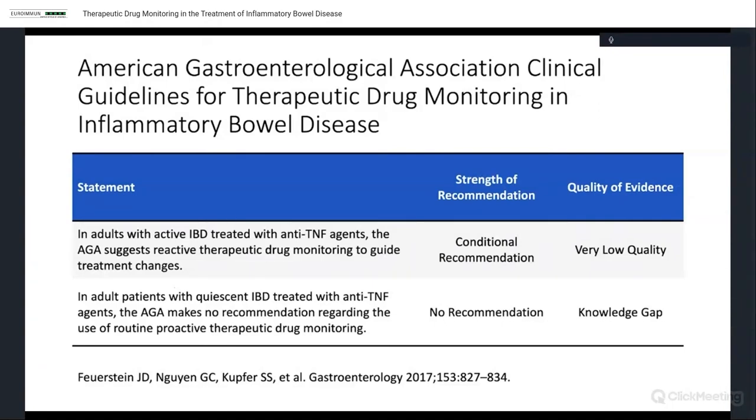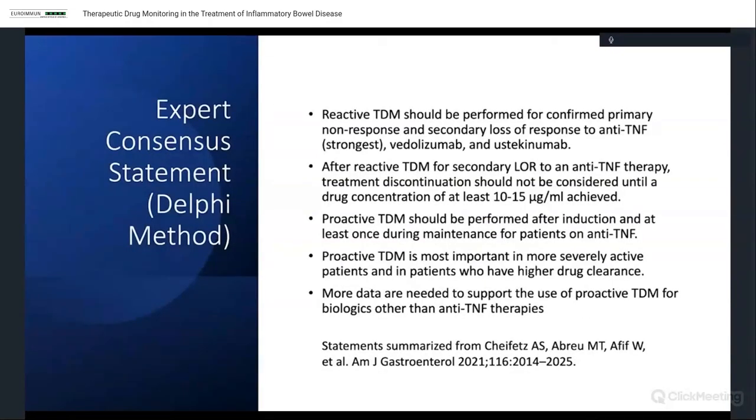With regard to proactive TDM, they state that in adult patients with quiescent IBD treated with anti-TNF agents, the AGA makes no recommendation regarding the use of routine proactive therapeutic drug monitoring. And they felt there was a knowledge gap in this area. So this is not terribly helpful for guiding us in using TDM, particularly in a proactive fashion.